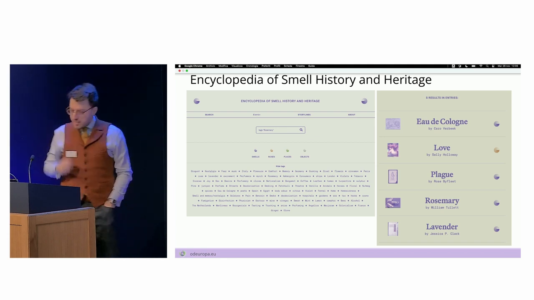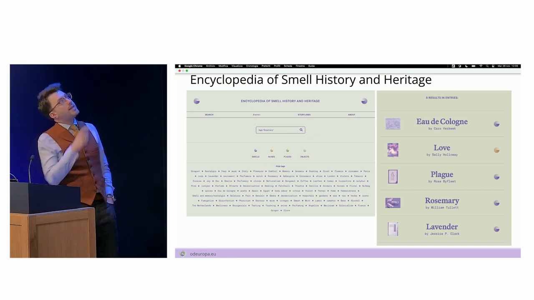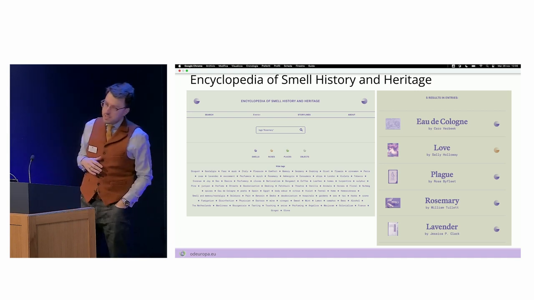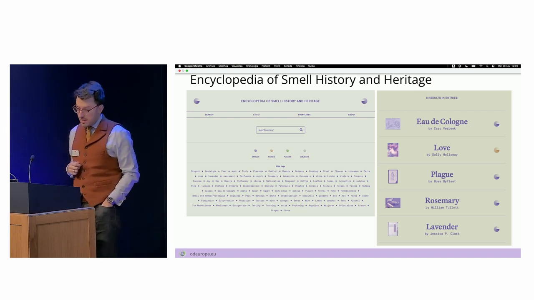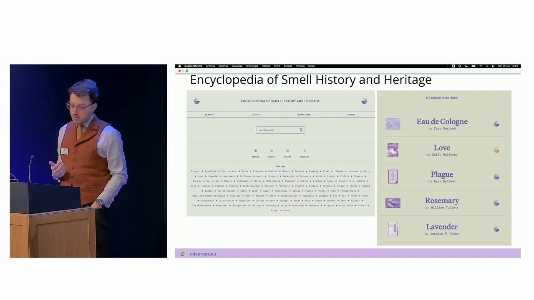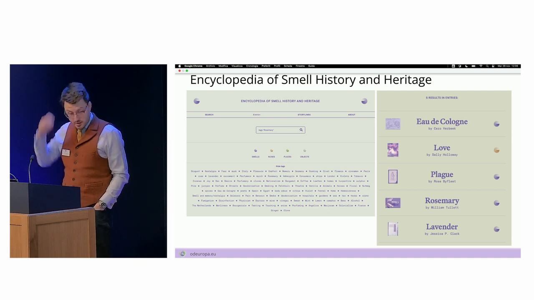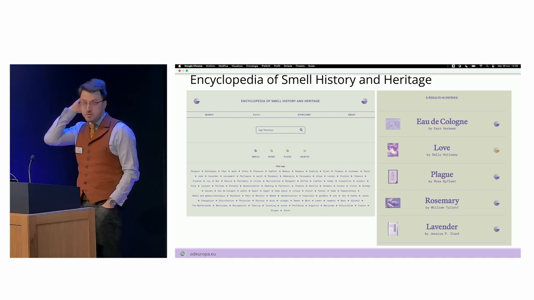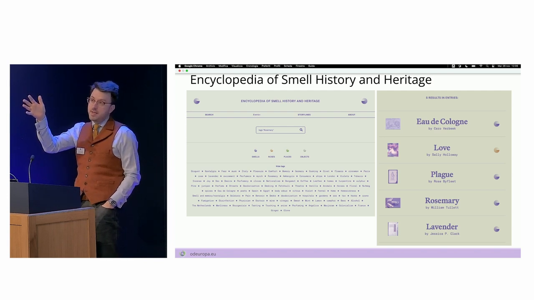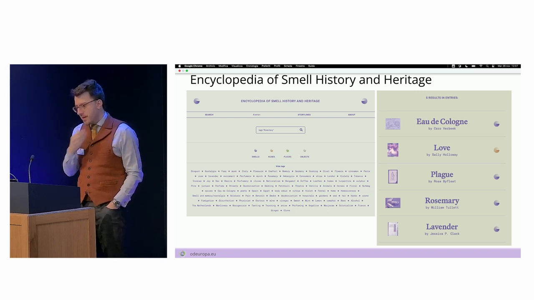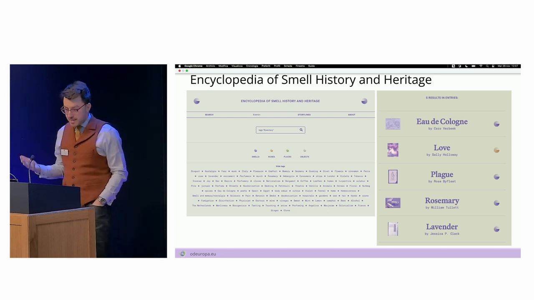So the entries can be browsed in a number of ways. They can just be browsed as a list, but you can also search through them either by text search or by tags. So all of the entries have big lists of tags attached to them. So, for example, there is still a Rosemary Street in Amsterdam, right? So say that we wanted to understand the history of Rosemary Street. Why is there a street in Amsterdam called Rosemary Street? We might start by looking at the tag Rosemary.